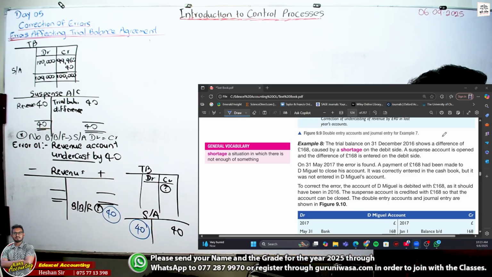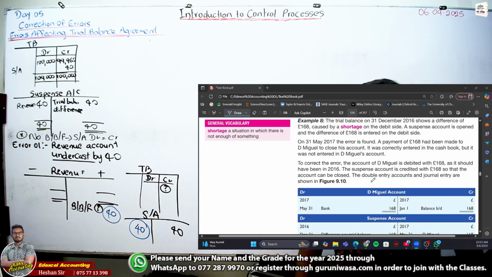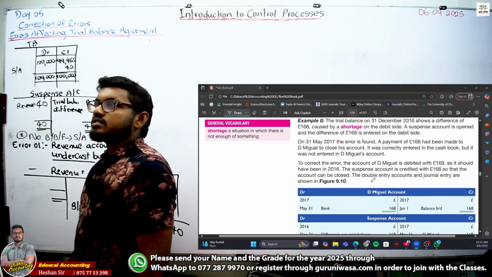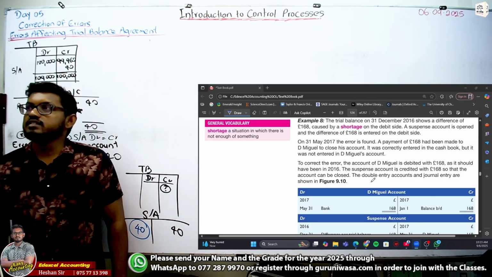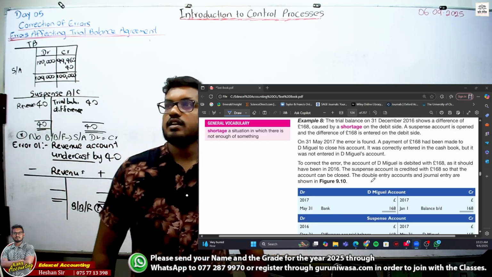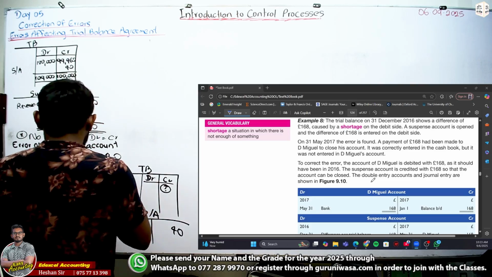There's another example given on shortage. The trial balance of December shows a difference of 160 caused by a shortage on the debit side. A suspense account is opened and the difference entered on the debit side. Okay, now you can see in example number 1.